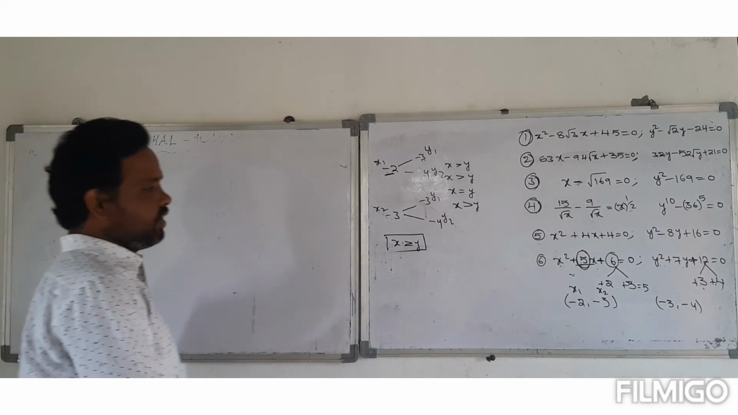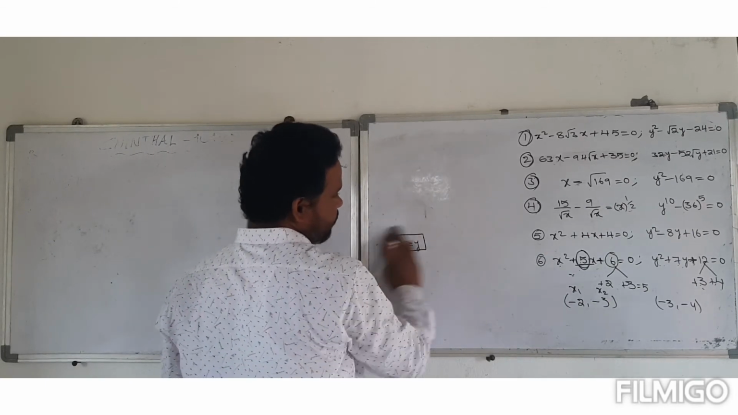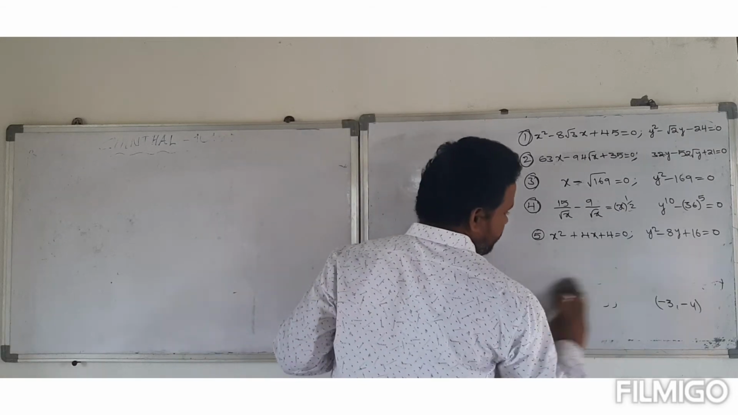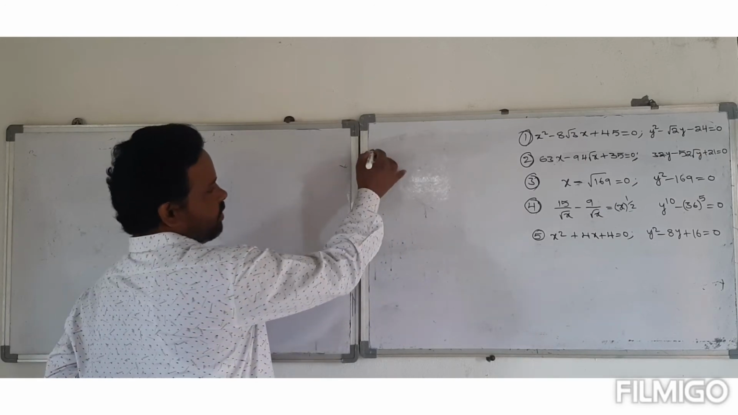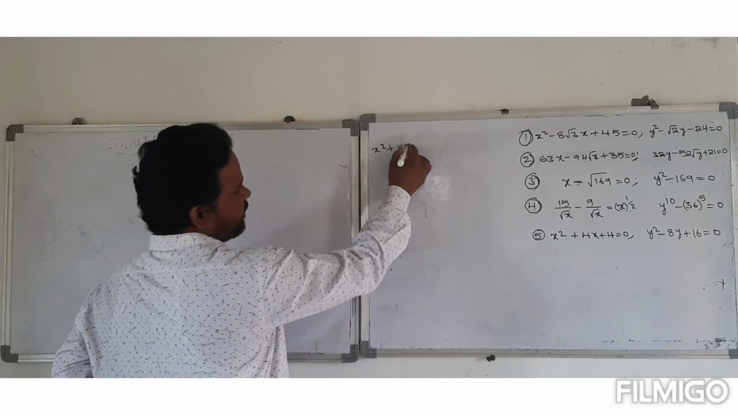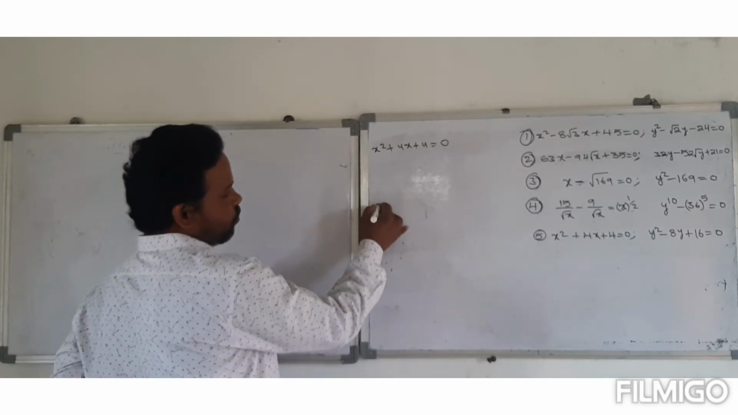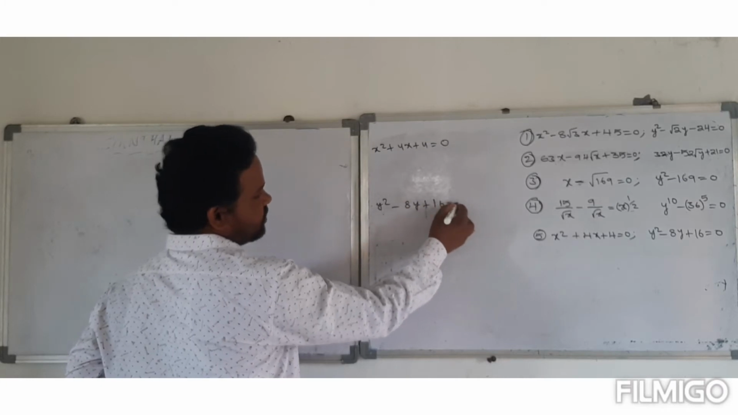Okay guys, very simple. Now we are going to discuss another problem. Just remember, it is very important and simple to finalize. Observe what is given: x square plus 4x plus 4 is equal to 0, then y square minus 8y plus 16 is equal to 0.